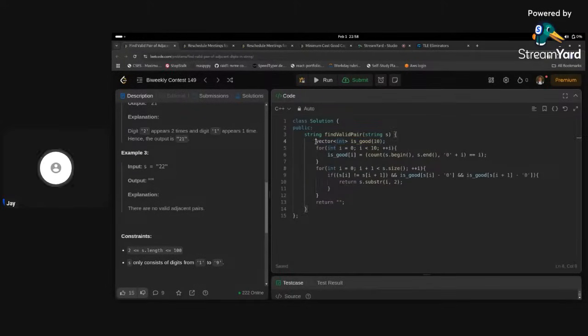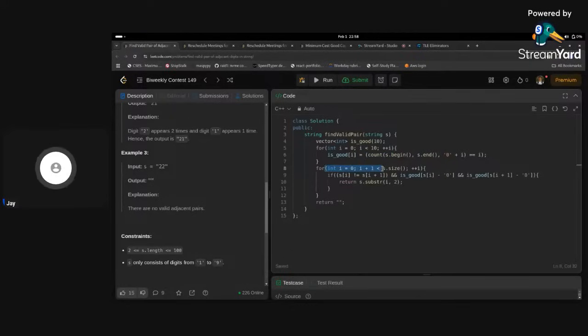In the code, what we can do is maintain an array of size 10, like 0, 1, 2, all the way up to 9, and for each we check: is this digit good? We count the number of occurrences of this digit in the string and say, is it equal to this digit? If it is, then this is a good digit. If it's not, then it's not a good digit, so it will have a value of true or false.